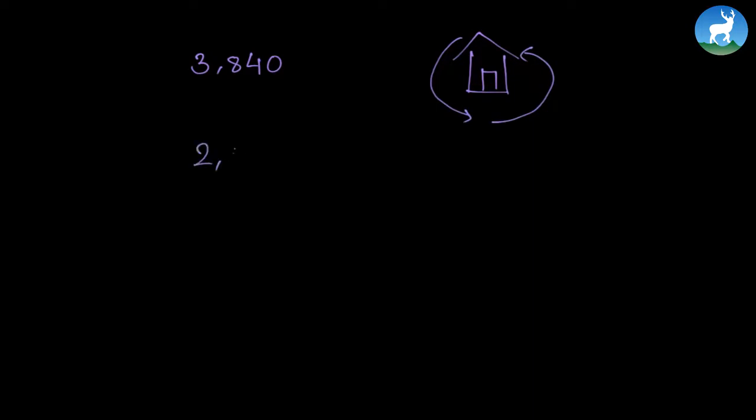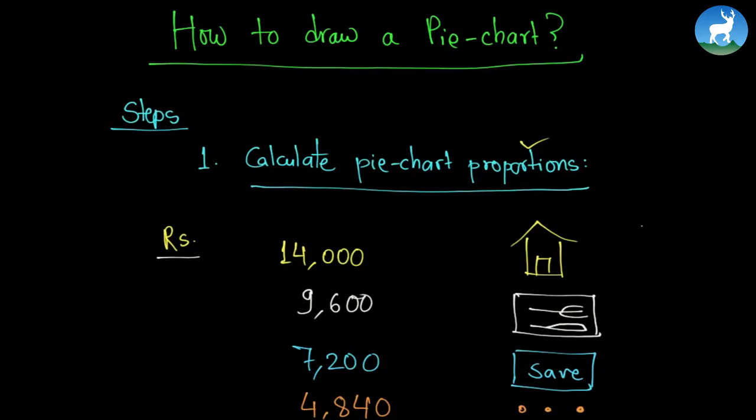Let us also assume that 2,400 rupees is gone in your credit and debit expenses. This is your credit card. Right, this is all about the first step. What we did is we found out different kinds of expenses. That is, rupees 14,000 is gone to your household activities, 9,600 is gone to your restaurant, eating thing, and after that 7,200 rupees is what you save in a month. Finally, 4,840 rupees is an extra piece of expense.